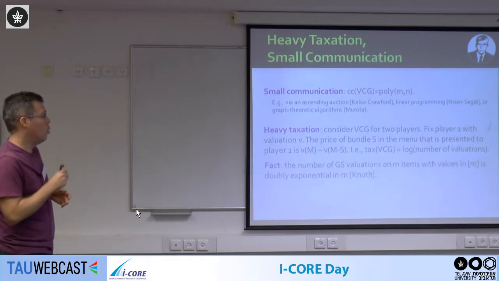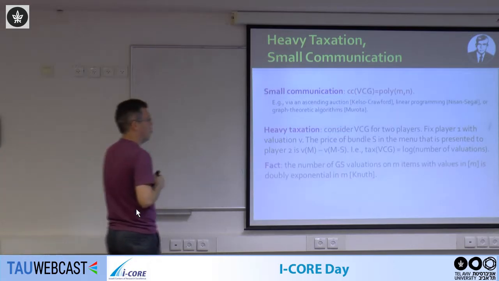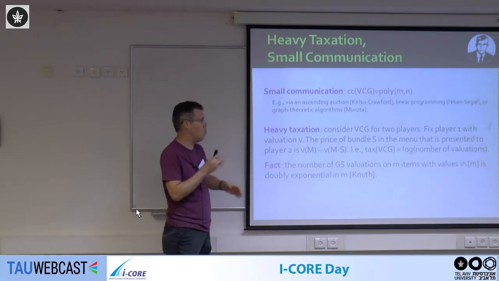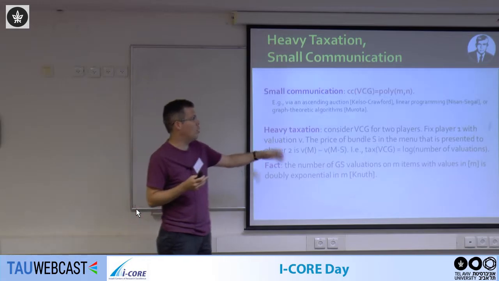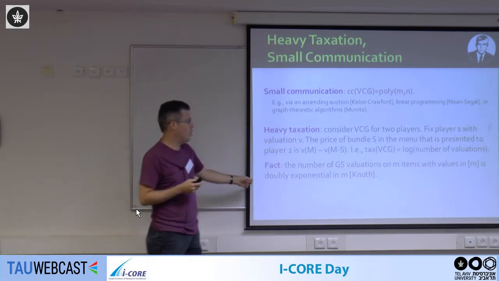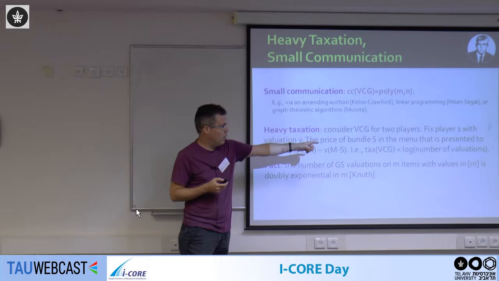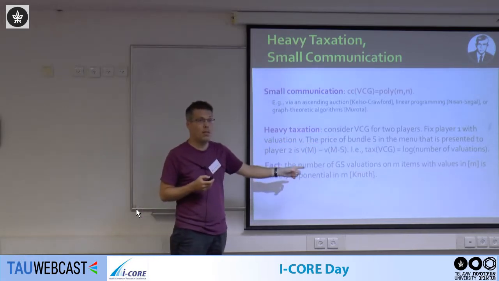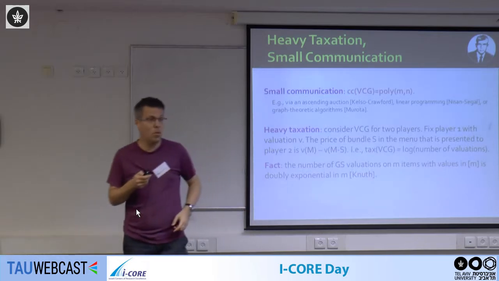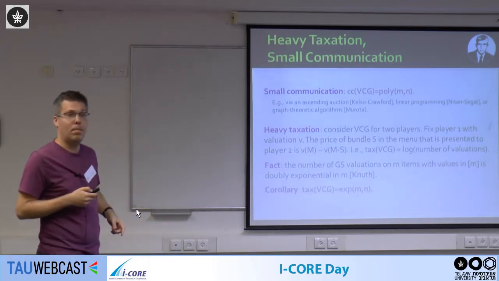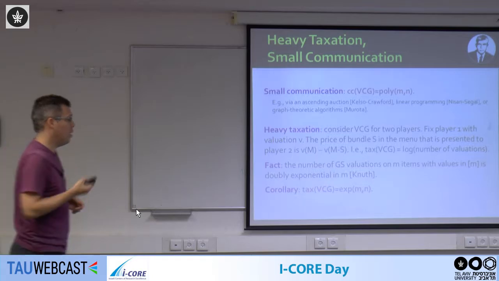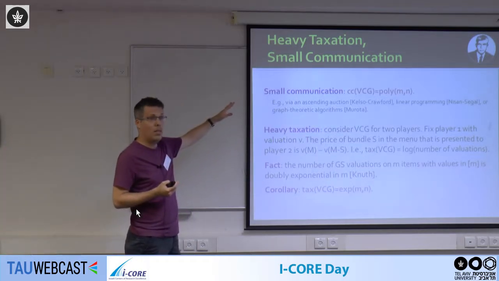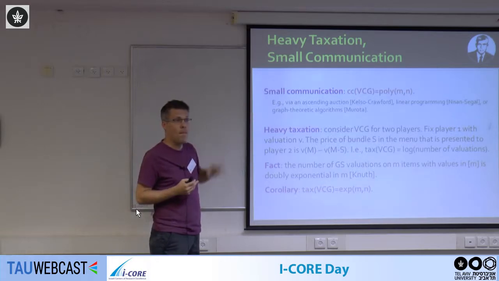Fortunately, we don't have to calculate this. Knuth has already done that for us. The number of gross substitute valuations on m items, even if you restrict yourself to integers between 1 and m, is something that is doubly exponential in m. So the taxation complexity of VCG is the log of something that is doubly exponential. That is, the taxation complexity is exponential in m and n. So we have a situation where the taxation complexity is very high, but the communication complexity is small.